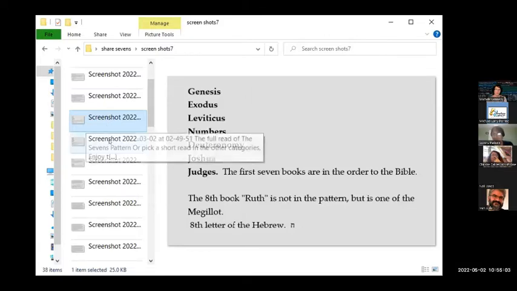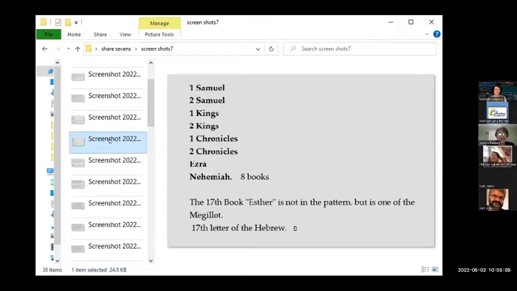I would have to look that up. I did read it though. Yes, it's read on Pentecost by the Jews. The Jews read that book.